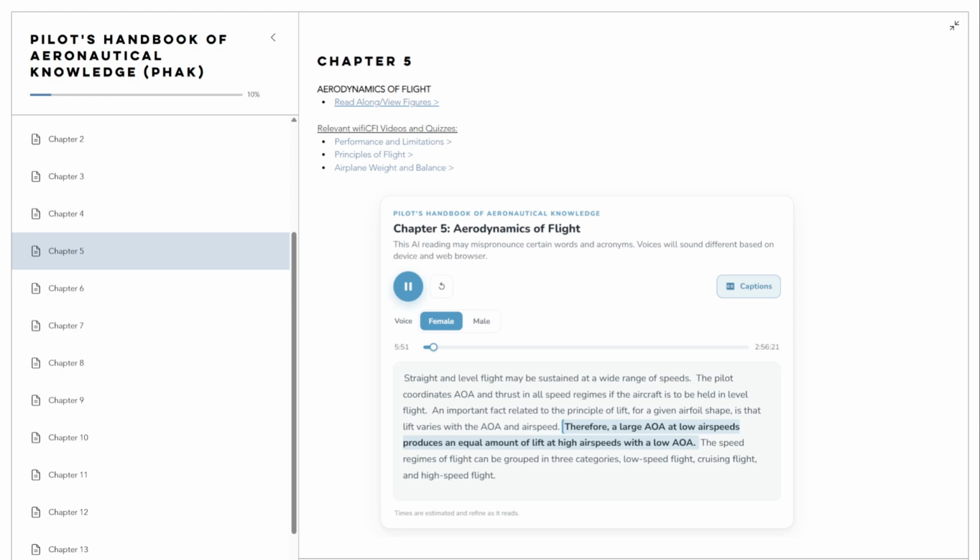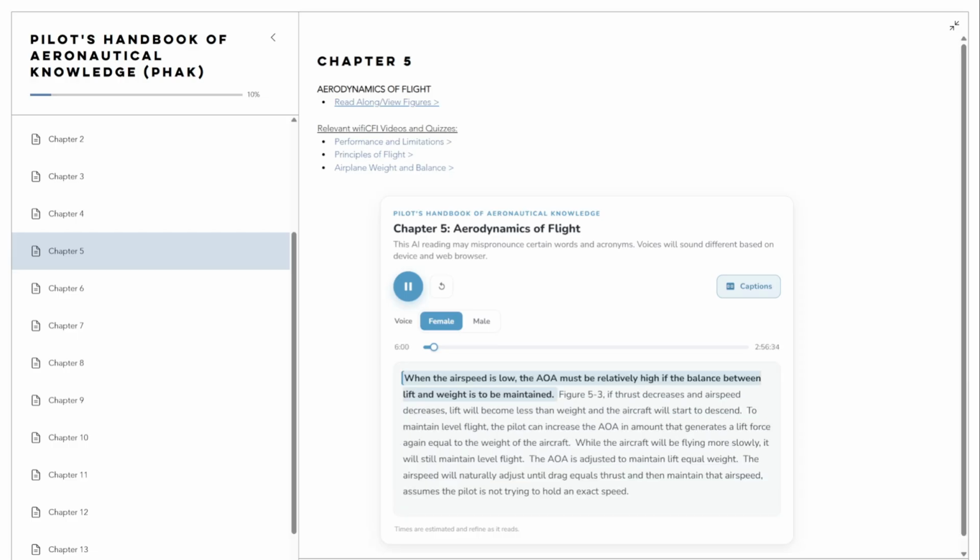The speed regimes of flight can be grouped in three categories: low-speed flight, cruising flight, and high-speed flight. When the airspeed is low, the AOA must be relatively high if the balance between lift and weight is to be maintained. In Figure 5-3, if thrust decreases and airspeed decreases, lift will become less than weight and the aircraft will start to descend. To maintain level flight, the pilot can increase the AOA in an amount that generates a lift force again equal to the weight of the aircraft.